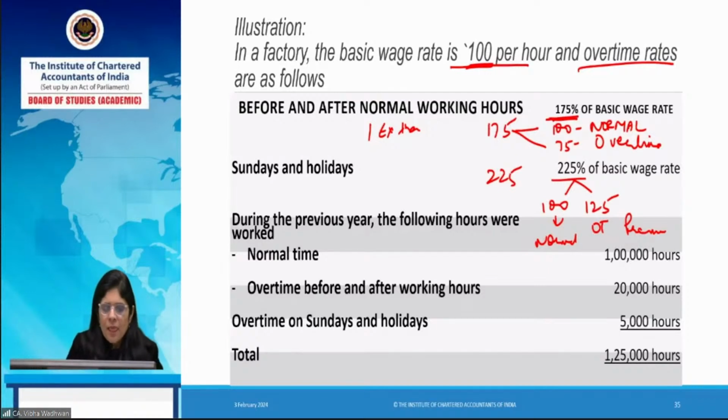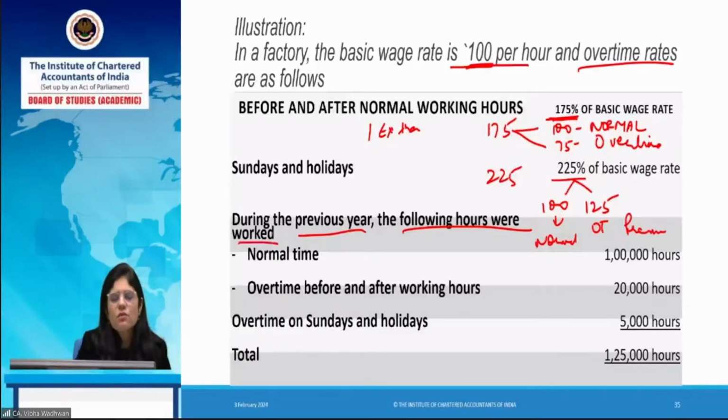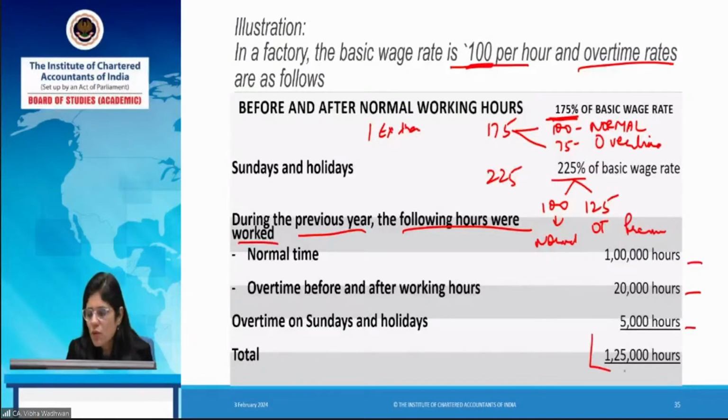Clear? Okay. So during the previous year, the following hours were worked. Normal time this, overtime before and after working hours this, and Sundays and holidays this. So total hours worked are 125,000 hours. So this is the question. You have to understand the question also first. So what are the total earnings? What is the total cost to the organization?